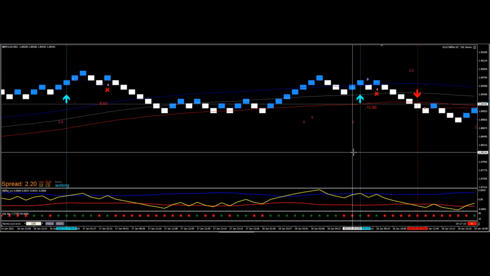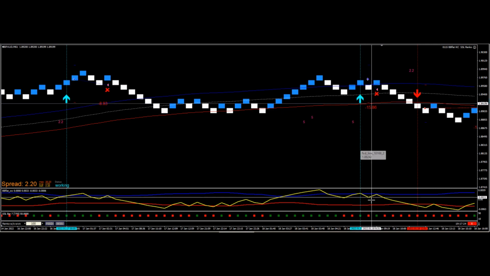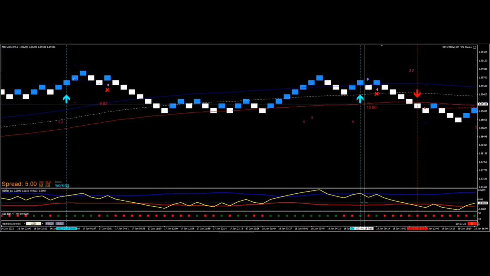So here we have another situation. For this brick, it looks like it opened just outside of that channel. We have a green for our C1.